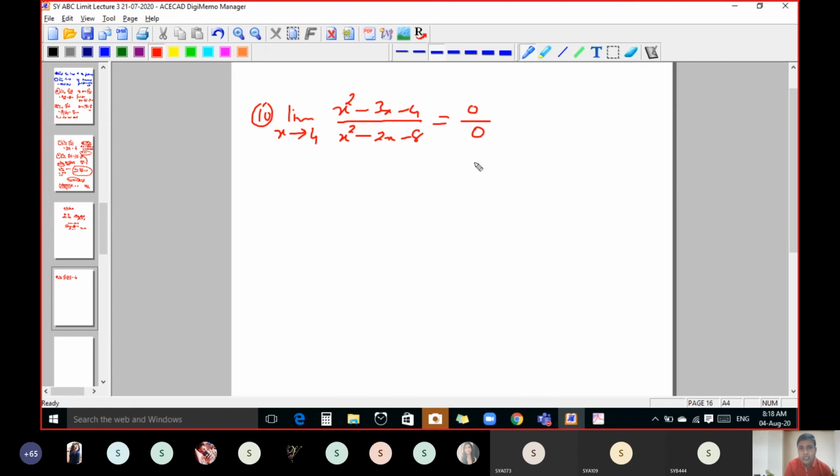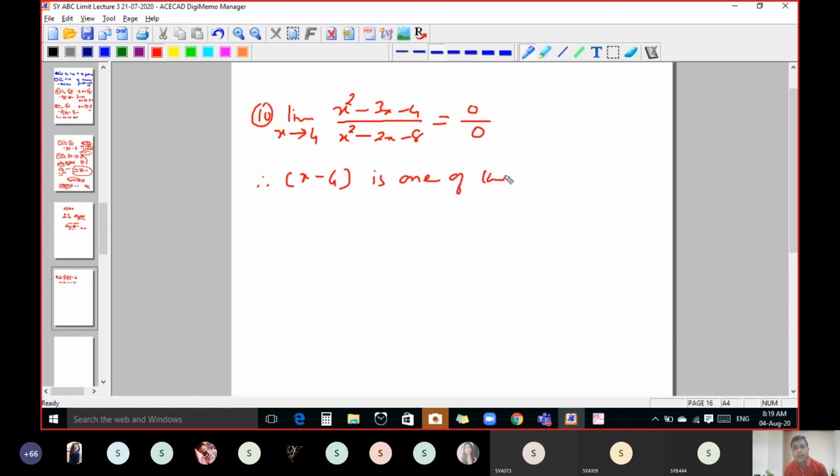Now see, if putting x equal to 4 we get 0 here, that indicates x minus 4. If we take this 4 to this side, we can say that x minus 4 is one of the factors. So once we have 0 by 0, that indicates x, and taking this number to this side, we get minus 4. So x minus 4 is one of the factors.